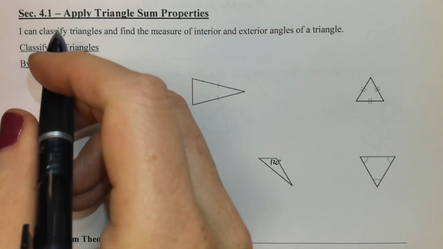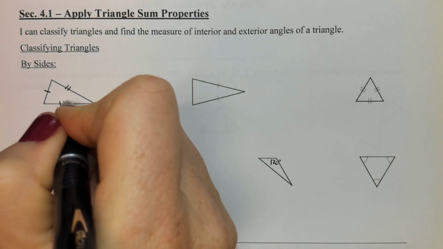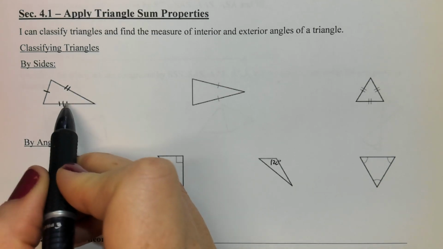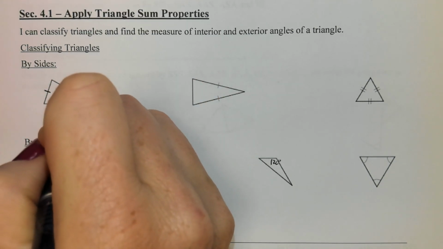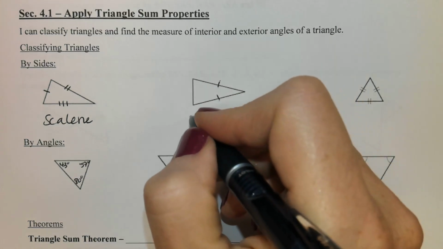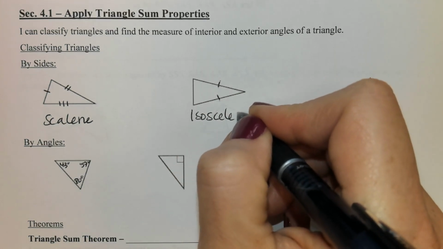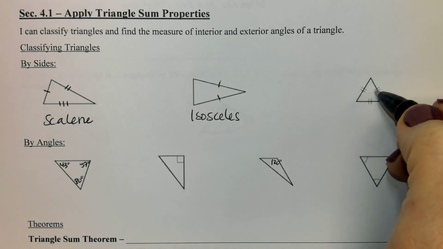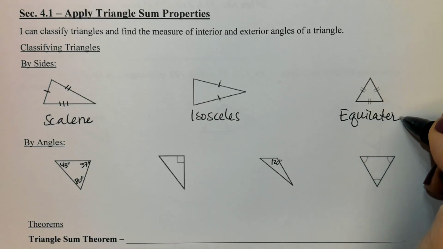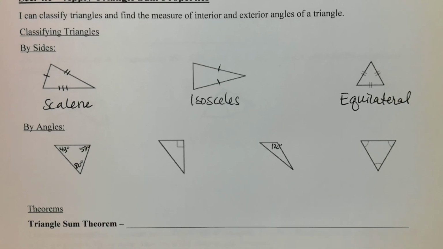If you have three sides of a triangle where none of them are the same, so none of these are equal tick marks, that is called a scalene triangle. When two of the sides are the same, that is called isosceles. When all three sides are the same, that is called equilateral. And that actually is a word we did way back in chapter 1.